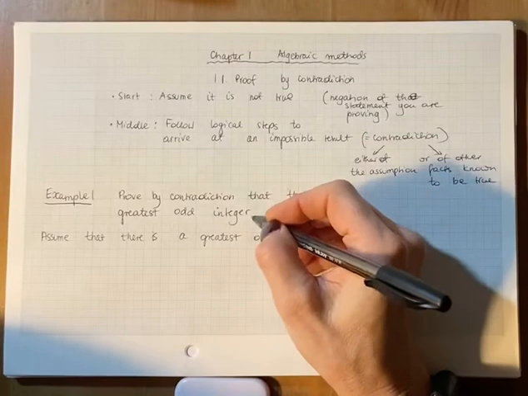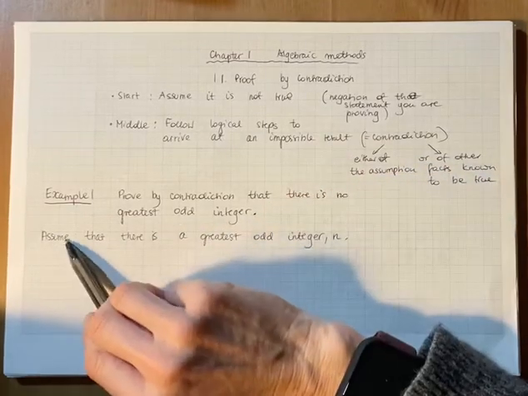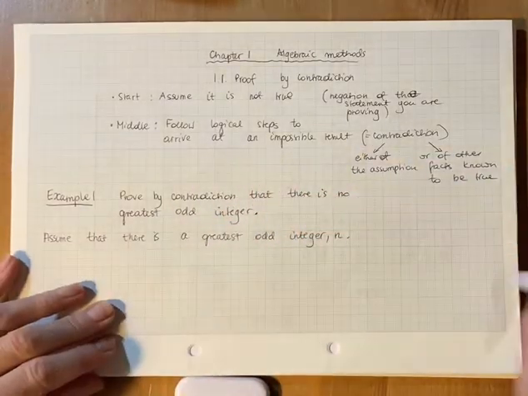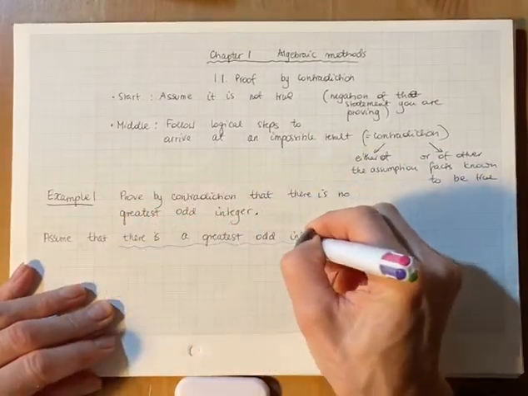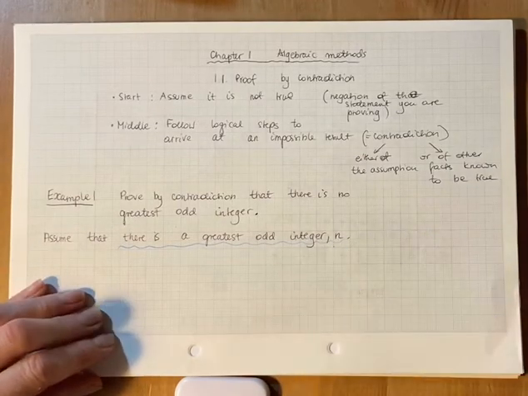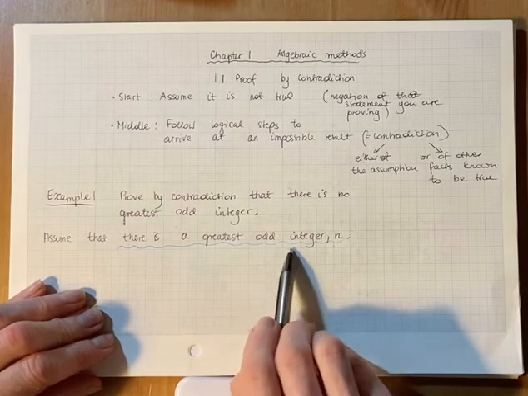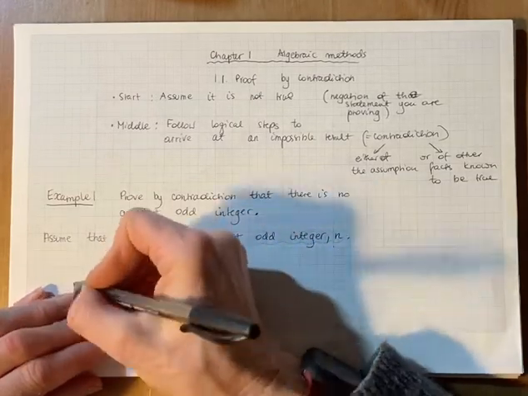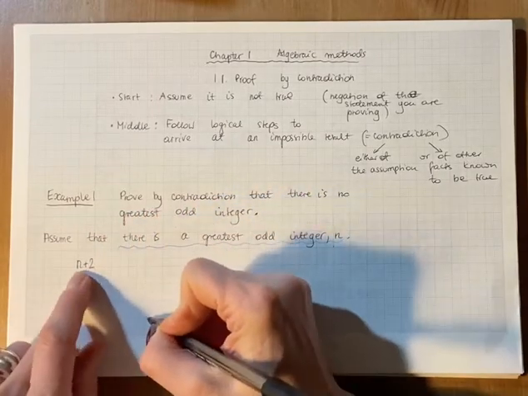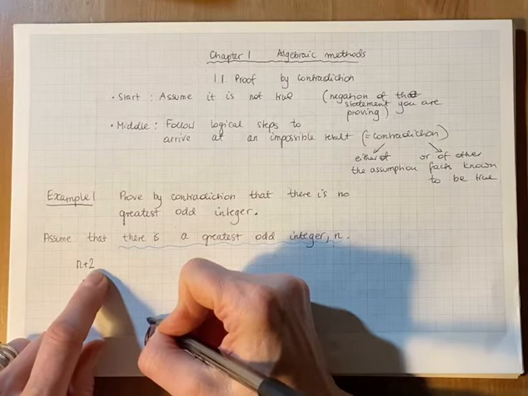So in example 1, we're going to prove by contradiction that there is no greatest odd integer. So we're going to begin by making an assumption. My assumption is there is a greatest odd integer. Okay, let's call that integer n. If there is a greatest odd integer n, then what will happen if I consider n plus 2? So this is an odd integer plus 2.